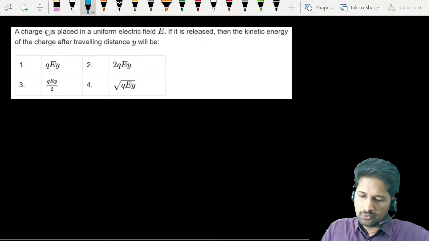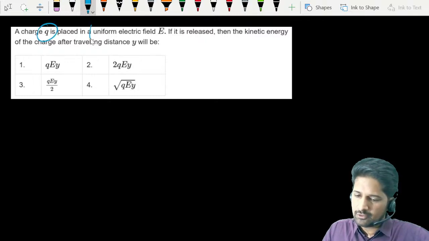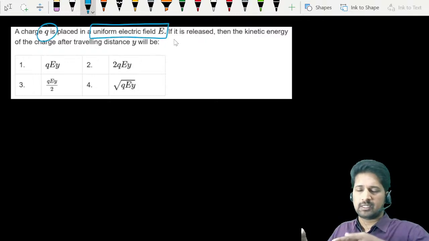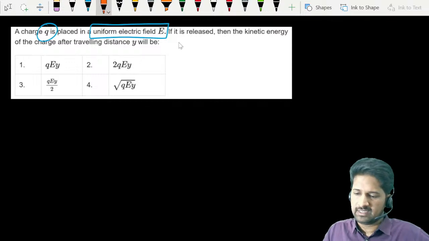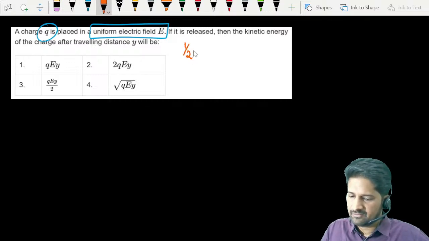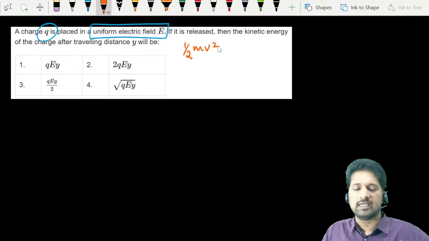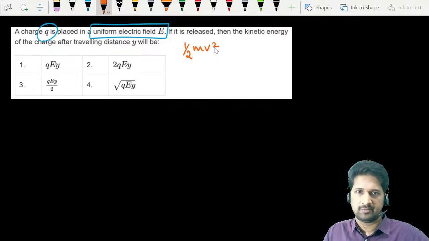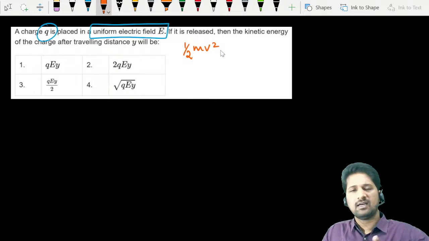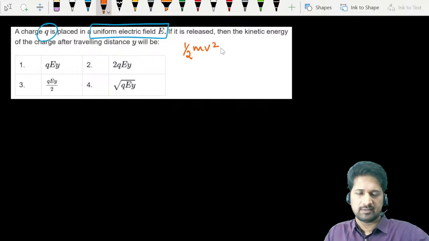A charge q is placed in a uniform electric field and released. After it travels a distance y, what will be its kinetic energy? Okay. Fine. Now the formula for kinetic energy is half mv square. So for this we first have to calculate the speed of the charge. And then half mv square will give us the kinetic energy.